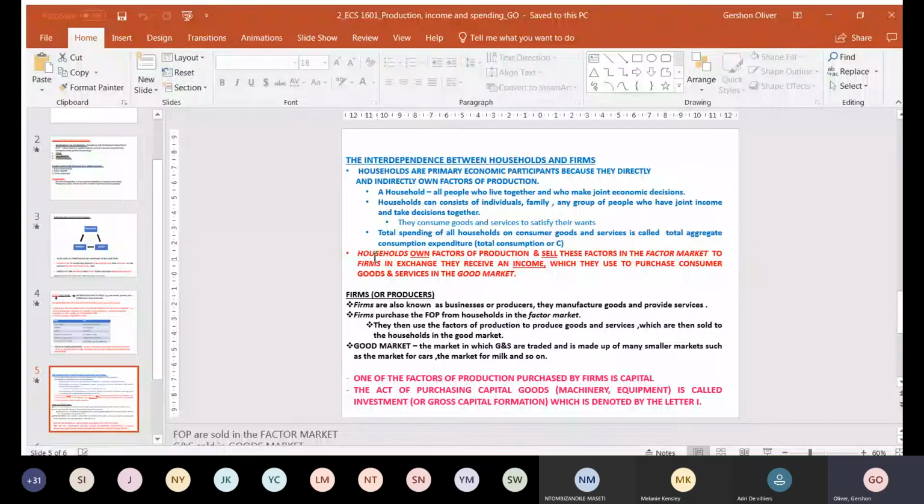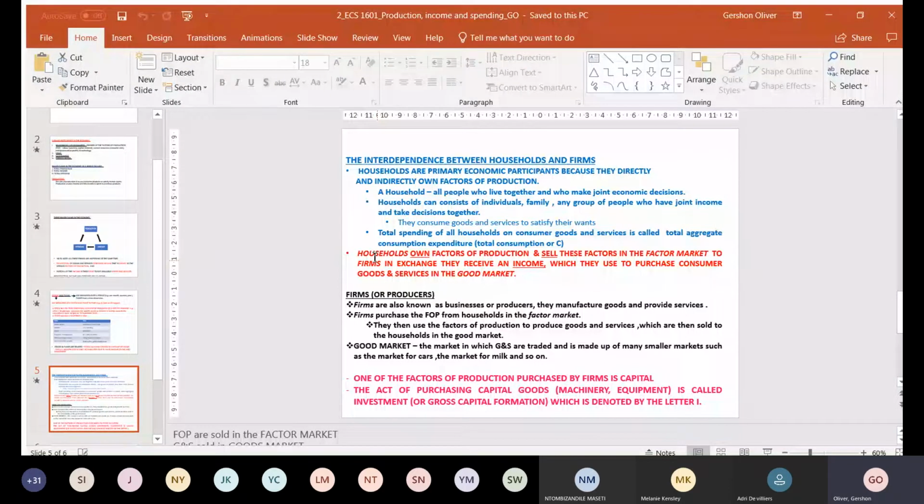So as I was saying, households are the prime economic participants because they directly and indirectly own the factors of production. All of us know what a household is. Essentially, households are consumers. I did say previously that the household is the owner of the factors of production. And what are they again? It's your labor, your capital, your entrepreneurship, your land and natural resources, and your technology.